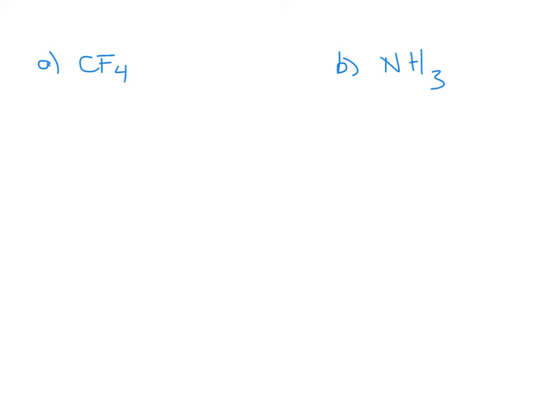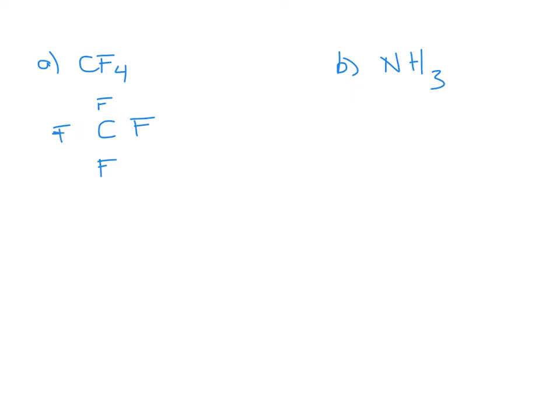So there's 2 examples I'd like to look at with you. One is tetrafluoromethane and the other is ammonia. So in step 1, we draw the simplified Lewis structure of tetrafluoromethane. So we'll put carbon in the center because it has the highest bonding capacity. I surround it with fluorines.